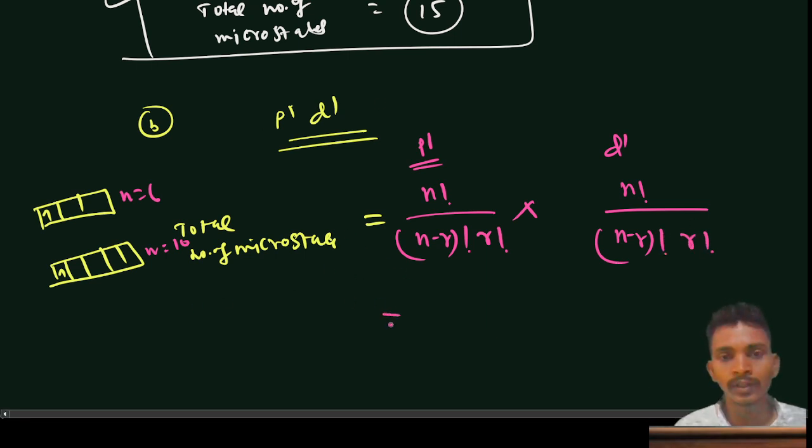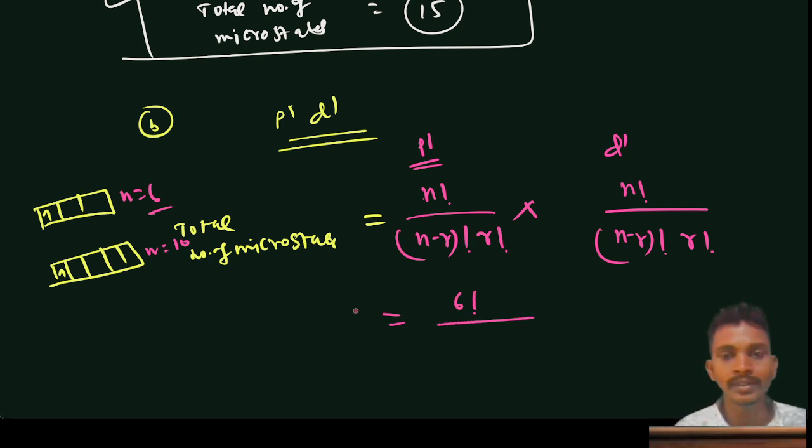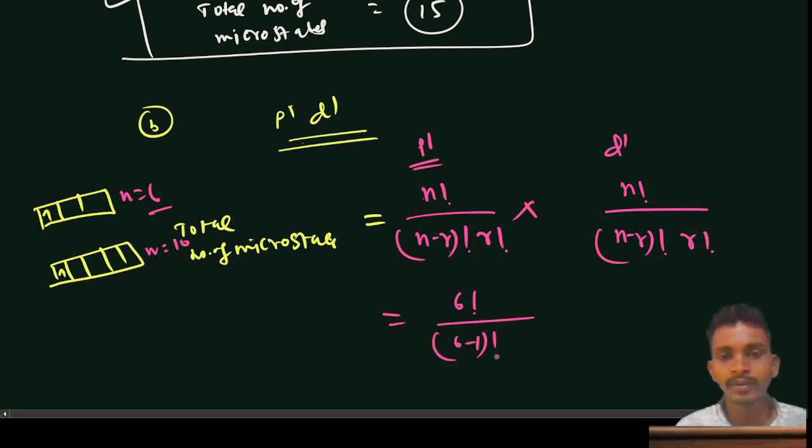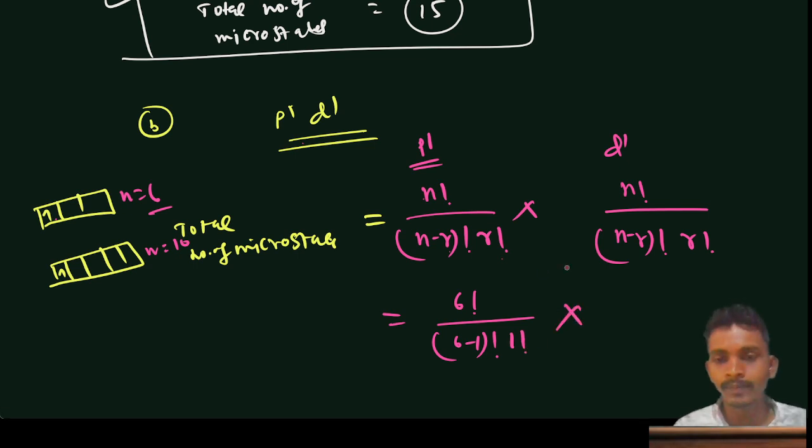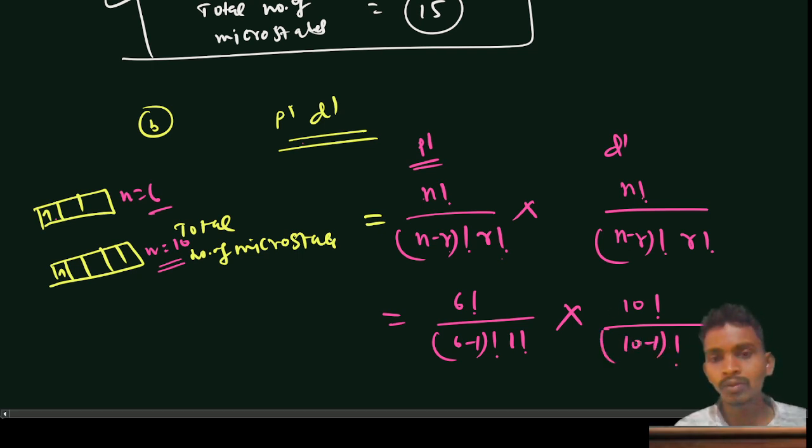If you get it, then for p1, n is 6 factorial, and for n minus r, 1 electron is given, so 6 minus 1 factorial, and r is 1, only 1 electron is given, so 1 factorial. And for d, n is equal to 10, the total number of possible electrons in the d orbital is 10, so 10 factorial over 10 minus 1 factorial into 1 factorial.